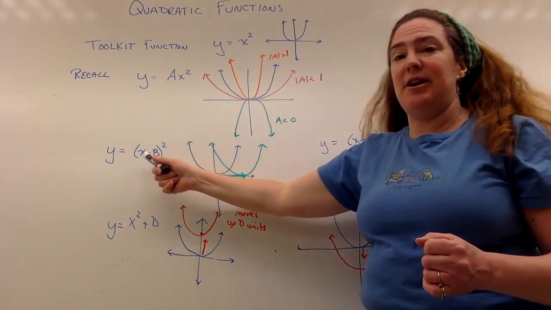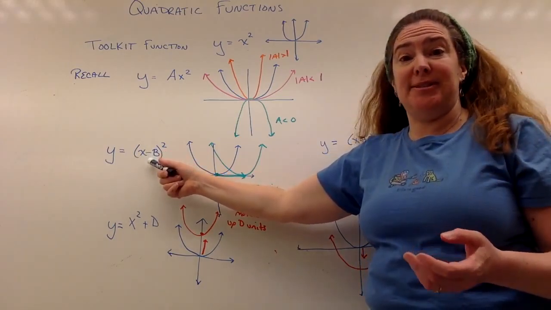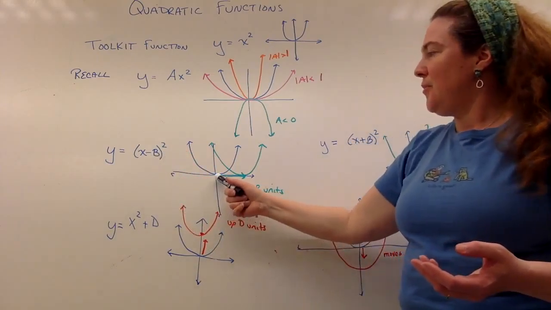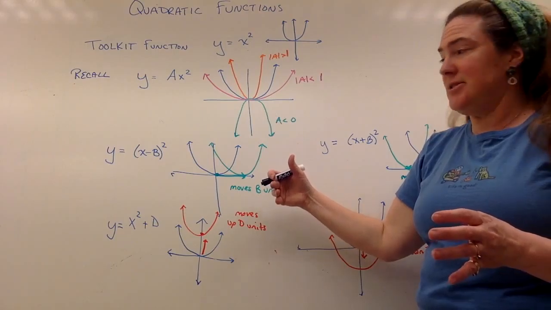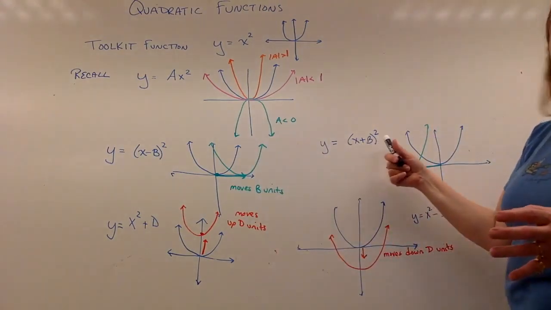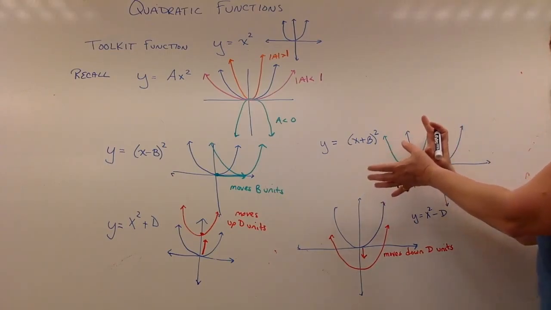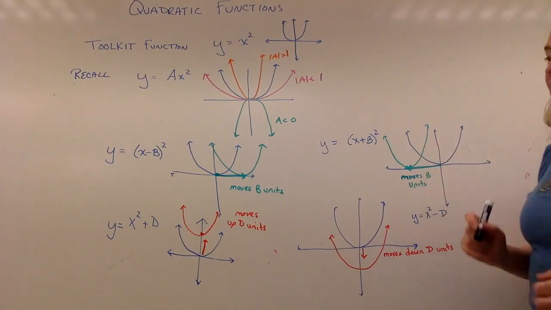Then we have our horizontal shift. We've got something in parentheses, x minus or plus something being squared. So x minus b squared. What that does is move that whole parabola b units to the right. All right, if I have x plus b squared, it takes that whole parabola and shifts it b units to the left. So that's our horizontal shift.